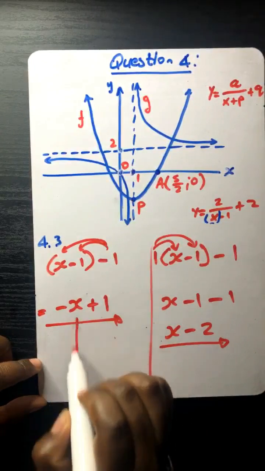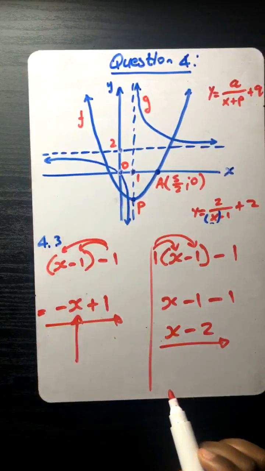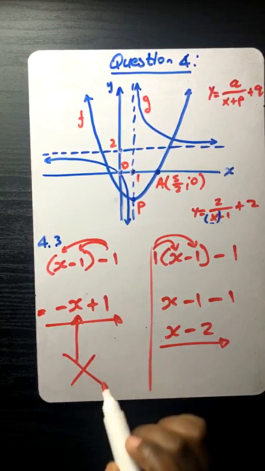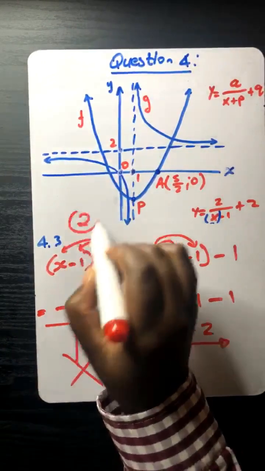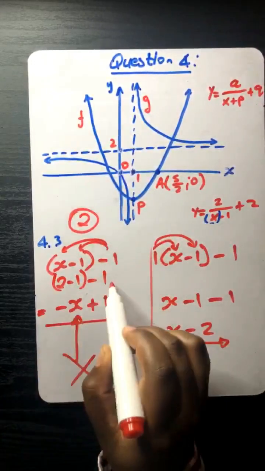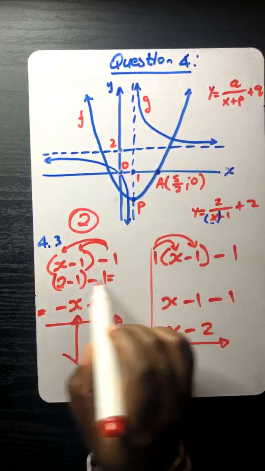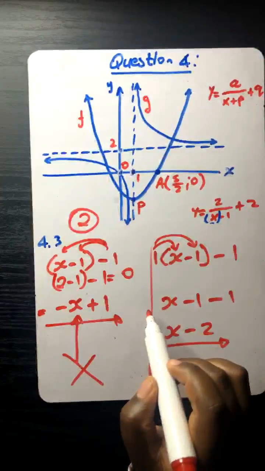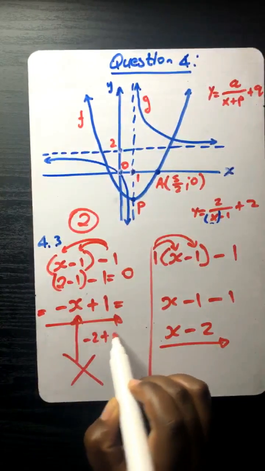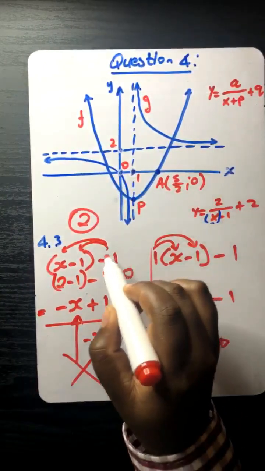If you assume x to be a certain number, you can substitute it there and check if you get the same answer. You won't get the same answer. Let's maybe run a test. Let's assume x to be 2. So if you say 2 minus 1, and then minus 1, you punch all of this on a calculator, it is going to give you 0. But if you substitute 2 there, and you say negative 2 plus 1, it is going to give you what? Negative 1. Can you see?